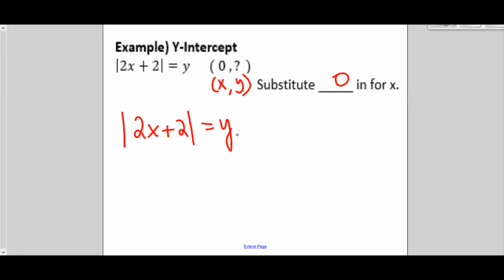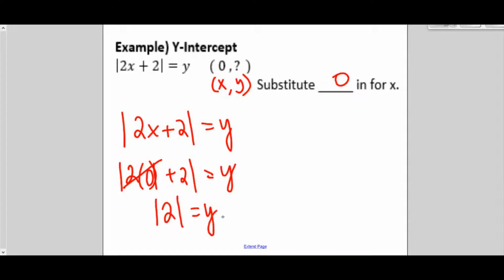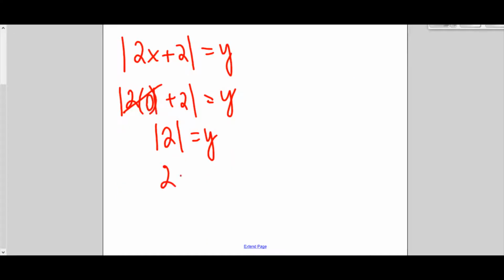So when I plug in 0 for x, I'm going to do 2 times 0 plus 2 equals y. Then 2 times 0 is 0, so this just goes away. So I get absolute value of 2 equals y. So remember, absolute value is telling you distance from 0. So the absolute value of 2 is 2, because 2 is 2 units from 0. So 2 is my y value.